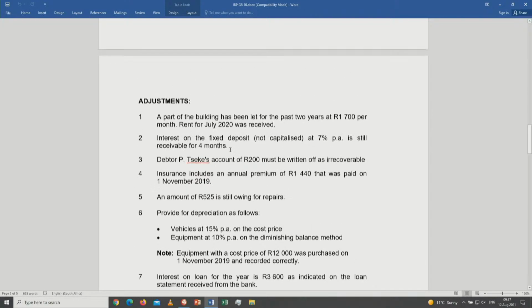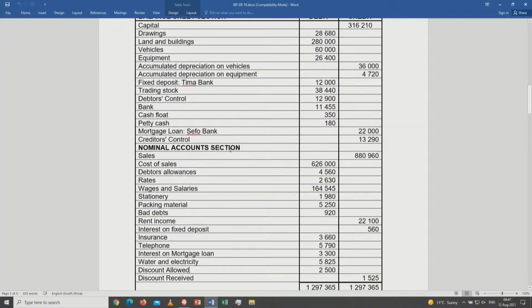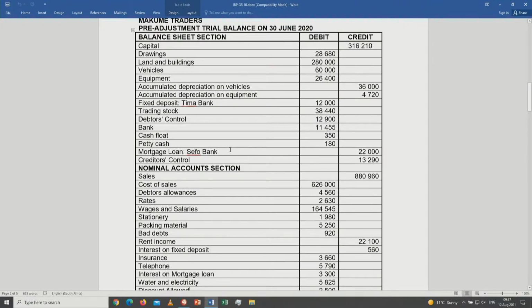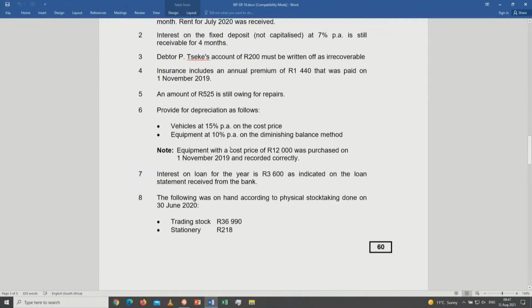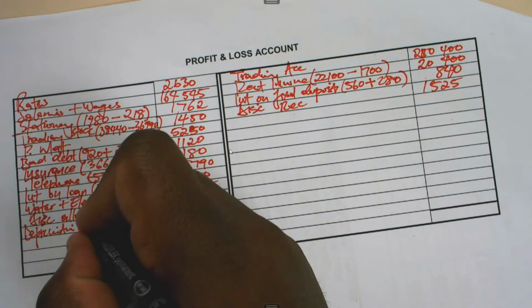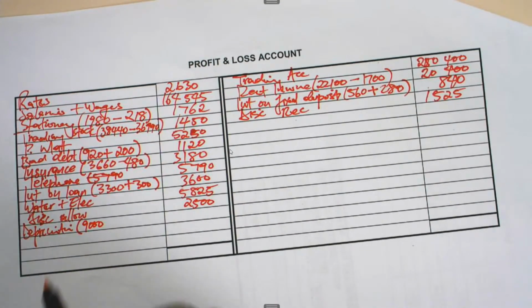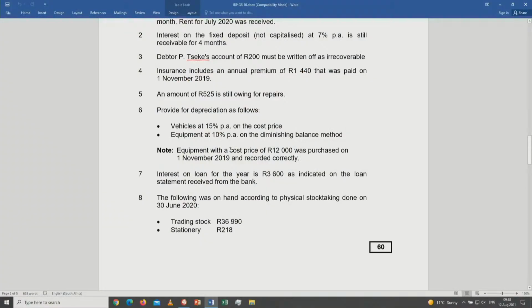Let's go to vehicles. Vehicles 60,000. So we'll be saying 60,000 times by 15%. It will give us 9,000, right? This is for vehicles. Go back to our trial balance. Right.